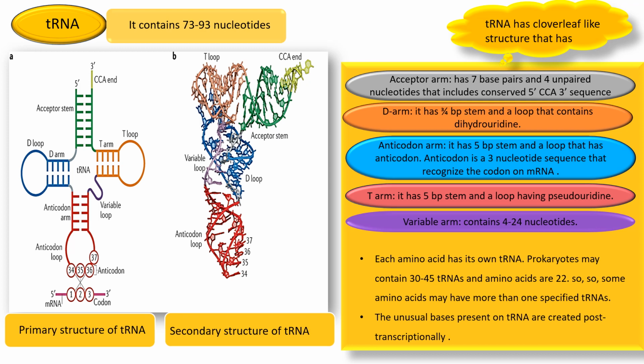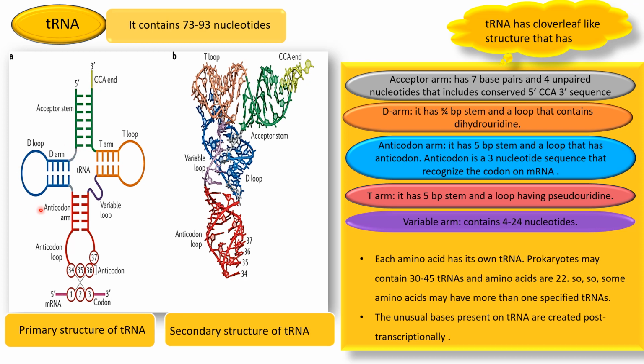Let's talk about the acceptor arm, or acceptor stem, first. The name itself suggests that it accepts the new amino acid that attaches with it and converts this tRNA into a charged tRNA. This particular arm has 7 base pairs of nucleotides along with 4 unpaired nucleotides. This nucleotide sequence possesses a 5'-CCA-3' end, which is conserved for all the tRNAs.